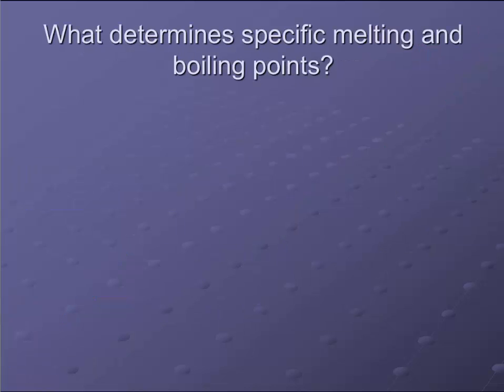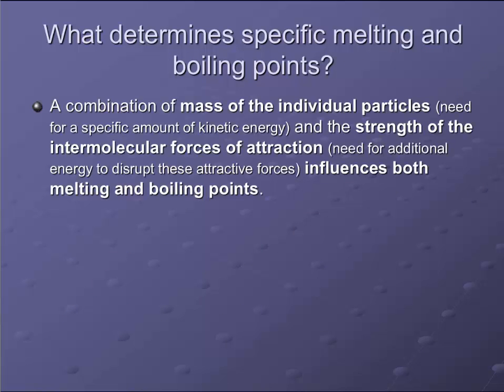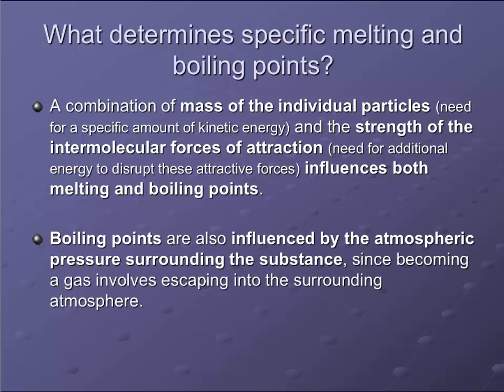So what determines specific melting and boiling points? It's going to be a combination of the mass of the individual particles. That's essentially a need for a specific amount of kinetic energy to be moving enough to be in that phase, and the strength of the intermolecular forces of attraction. That's going to require additional energy to disrupt these attractive forces. So both these factors, kinetic energy, essentially mass here, and intermolecular forces, are going to influence melting and boiling points.